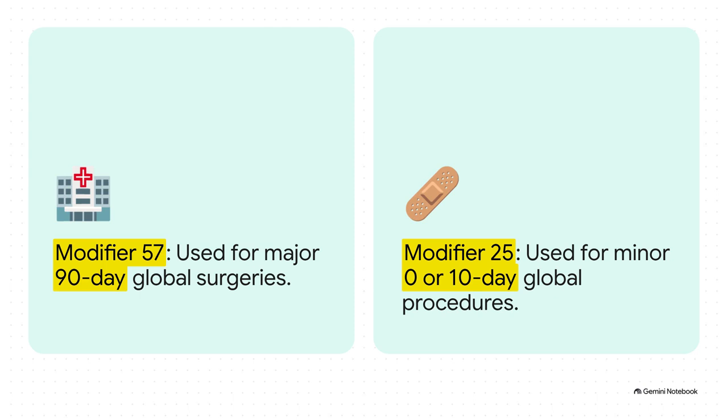Imagine a patient comes into the ED with severe abdominal pain. You run a high-complexity workup and make the call that they need an emergent appendectomy today. You would append Modifier 57 to that E&M visit. Why? Because an appendectomy is a major 90-day global surgery. The big rule of thumb: never ever use Modifier 57 for a minor 0 or 10-day procedure. Minor procedures get Modifier 25. Major procedures get Modifier 57.